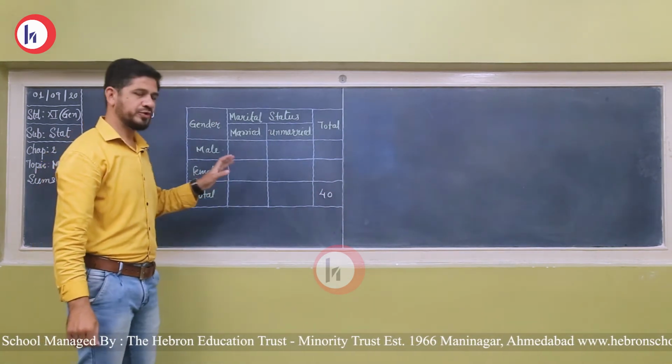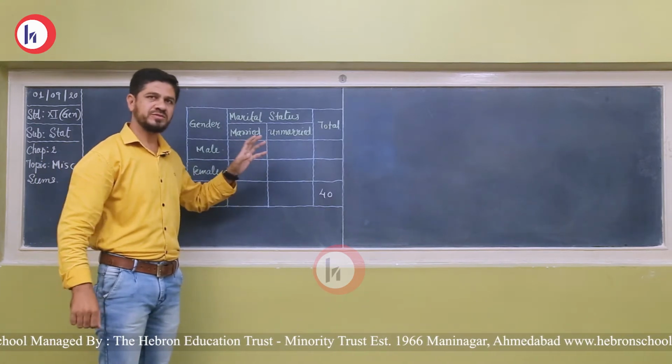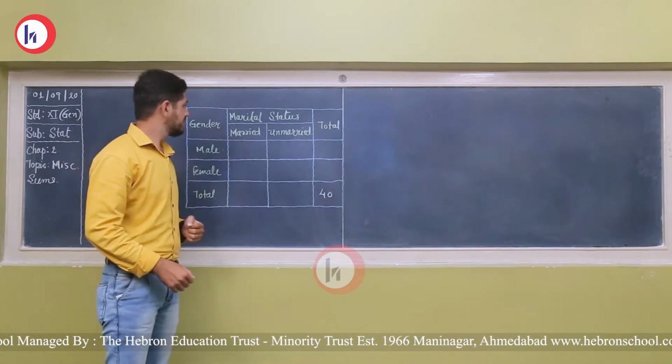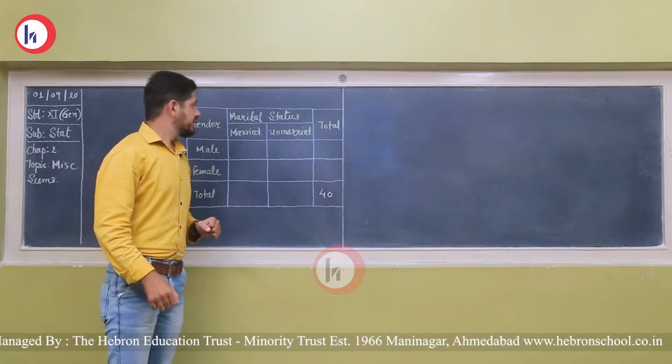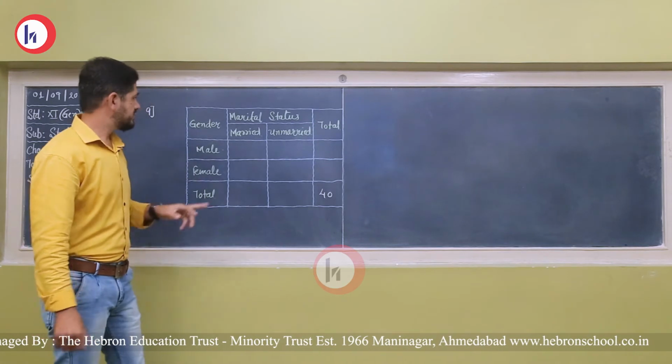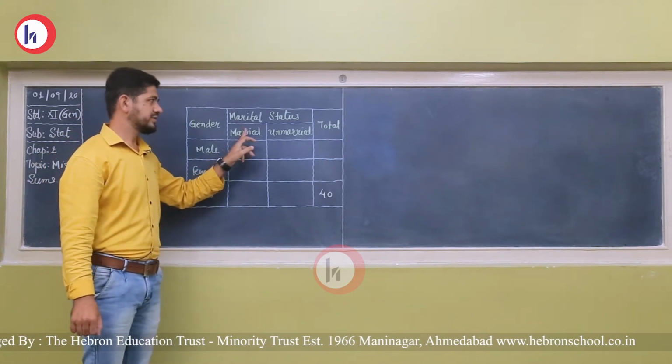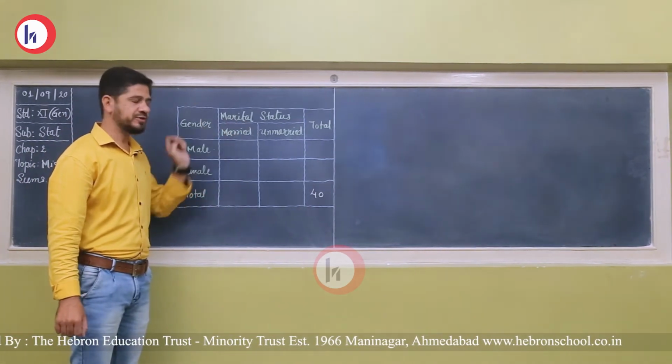Student, this is not new for you. We have already solved these type of sums in our previous videos. So this is the total number of employees that are working. Now we have two attributes. One is marital status, and the second is gender.